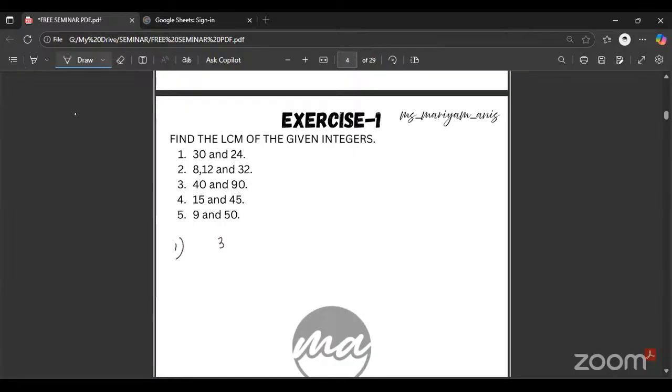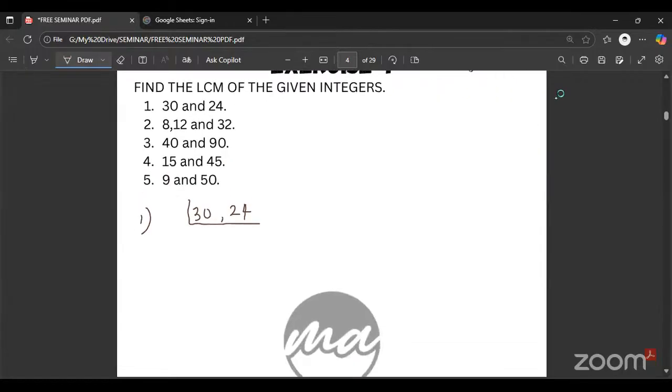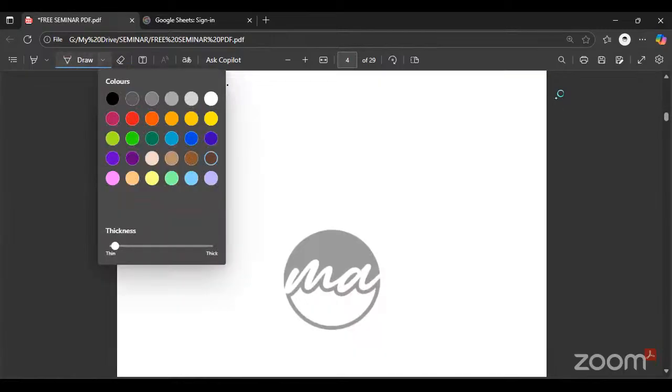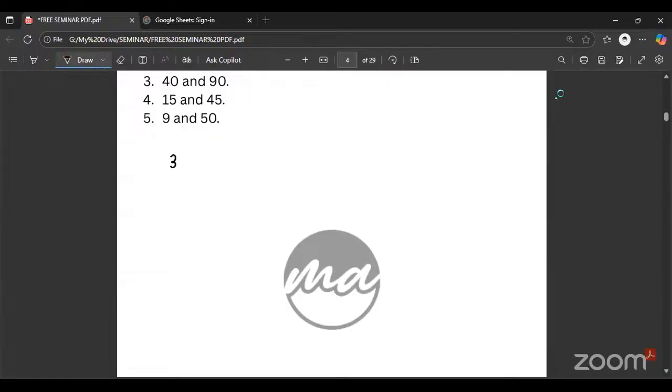Okay, so it's 30 and 24. Now let's look here. Can we divide 30 and 24 by 2? Yes, we can divide 30 and 24 by 2. What's 30 divided by 2? 15. What's 24 divided by 2? 12. Yes.